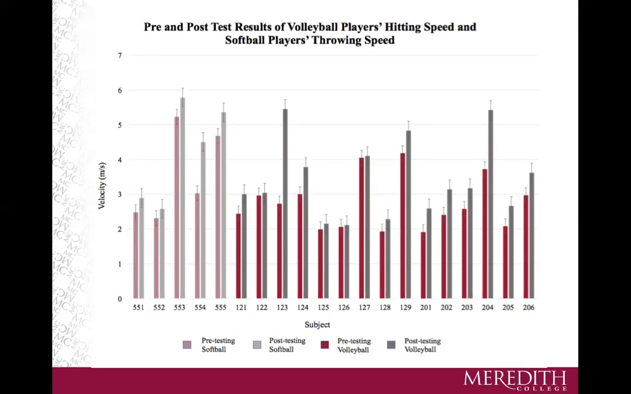So the light maroon is the pre-test results for arm throwing speed in softball athletes, and the light gray is the post-test results. You'll see these located more to the left of the graph. And then the dark maroon on the right side of the graph is the pre-test arm hitting speed for volleyball athletes, and the dark gray is the post-test results.